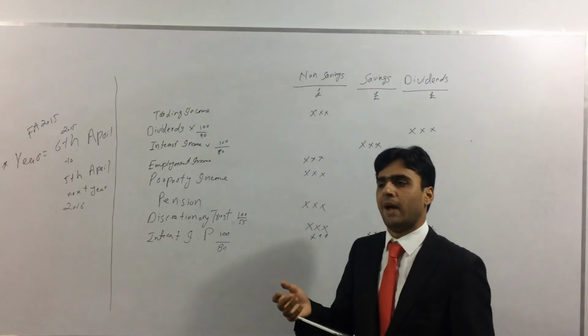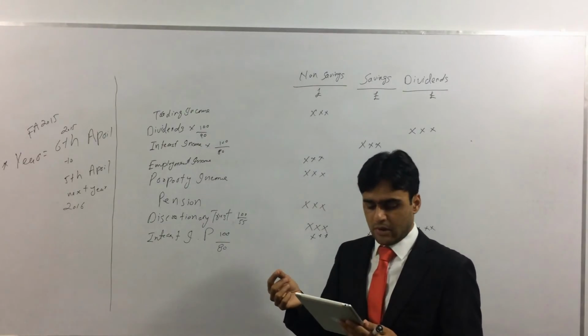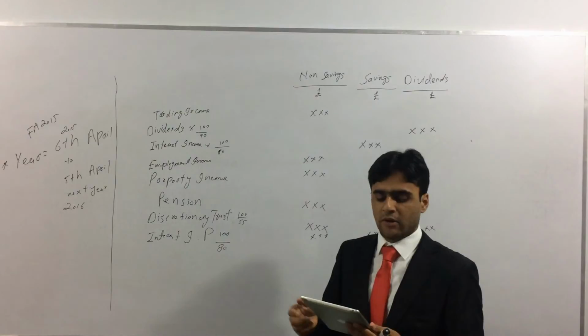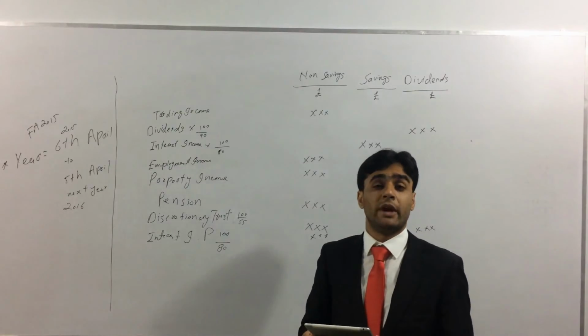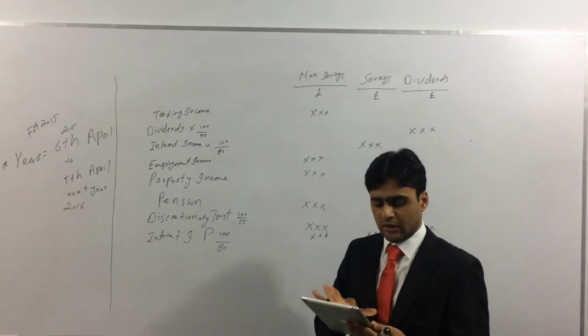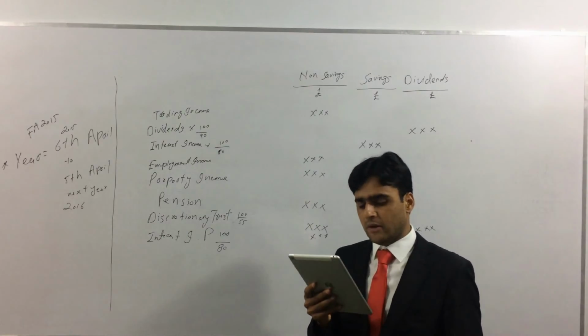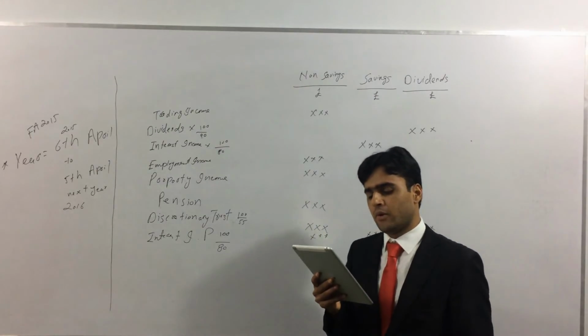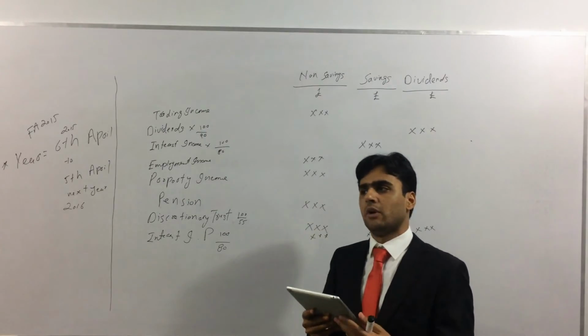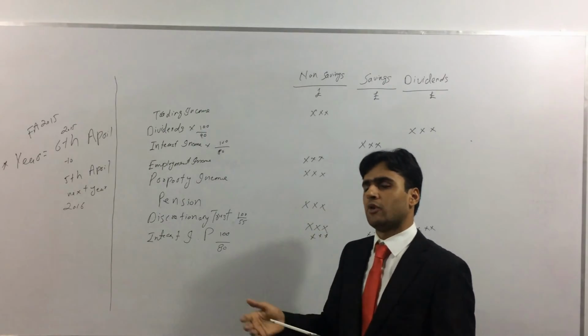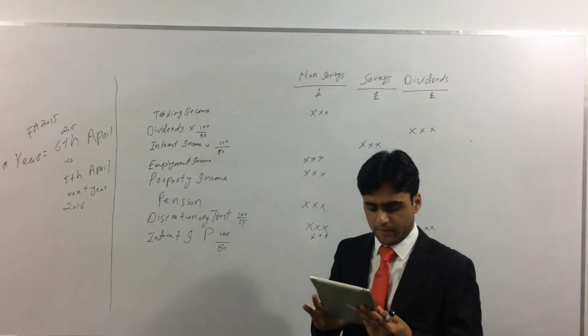So say there are a few bands: the starting rate band, then comes the basic rate band, then higher rate band, and the last one is called additional rate band. So we'll see the bands now. The first band is called starting rate band. It is from £1 to £5,000. Say, for example, if you're earning up to £5,000, then this rate will apply.